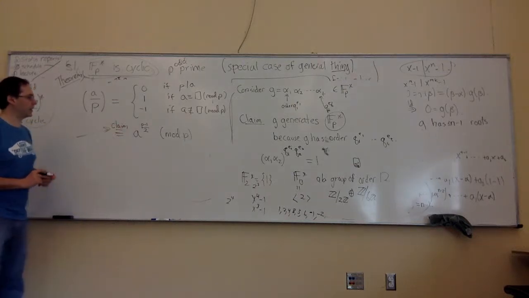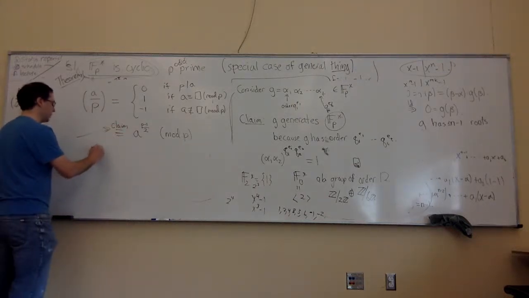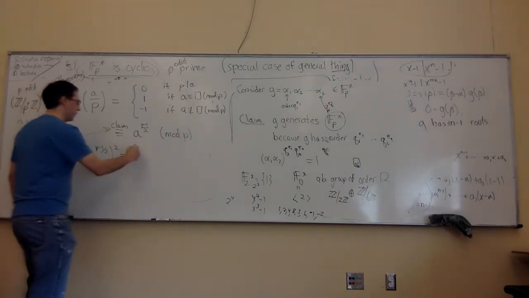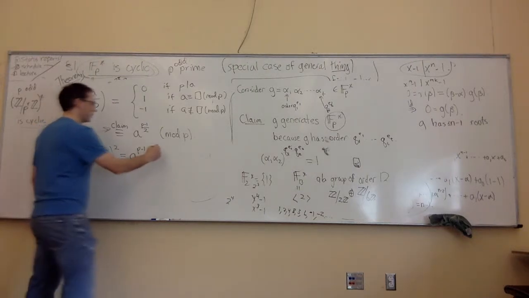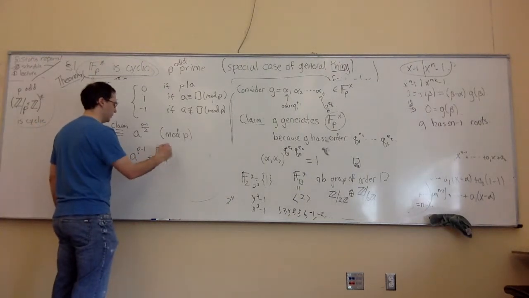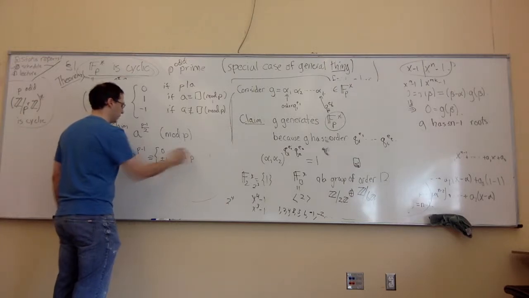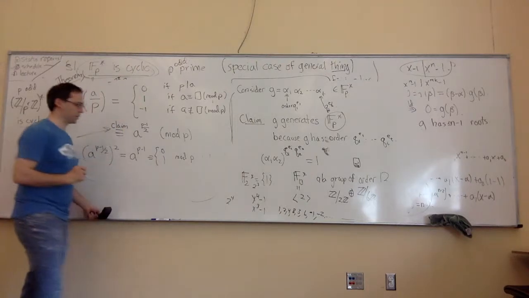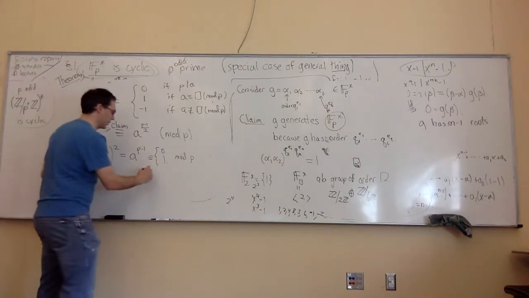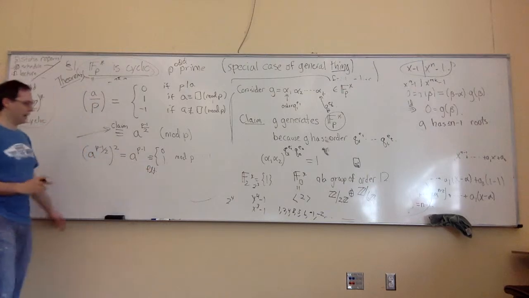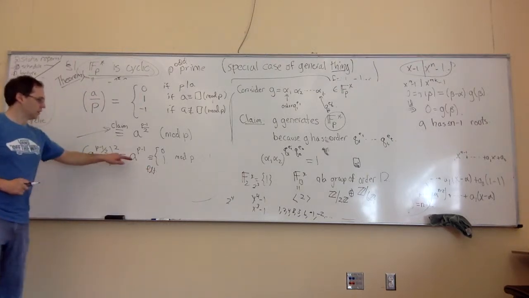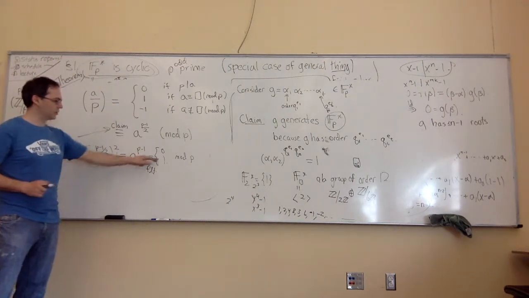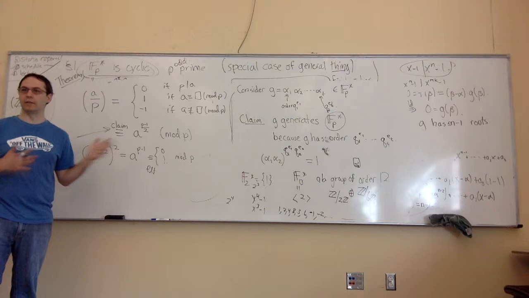So first note that if you take A to the P minus 1 over 2 and square it, you get A to the power of P minus 1. And that is congruent to 0 or 1, because of Fermat's little theorem. It's just Fermat's little theorem. So A to the P minus 1 is either 0 or 1. It's 0 if P divides A, otherwise it's 1. Right? It's just Fermat's little theorem again.